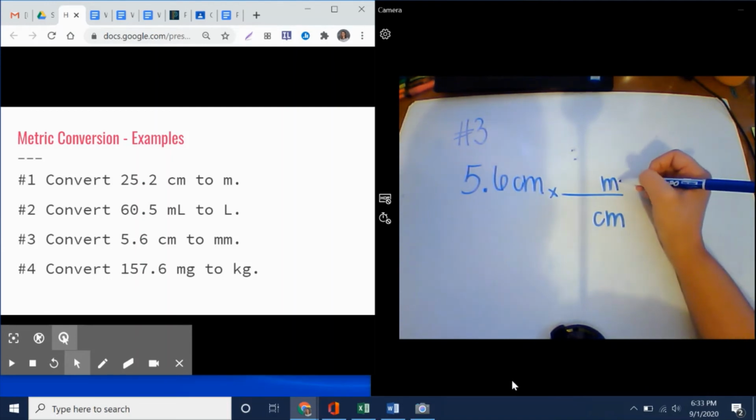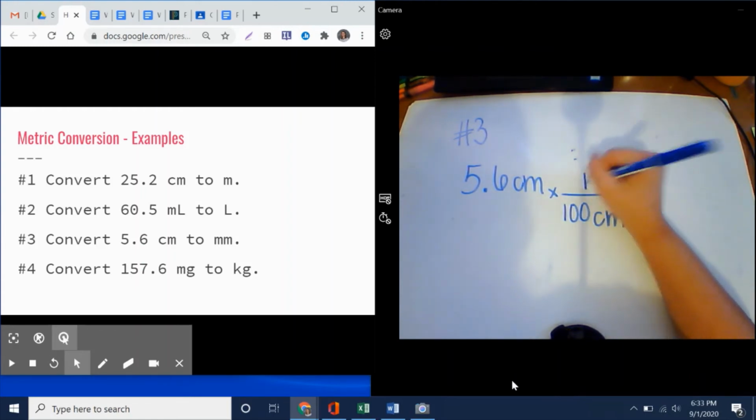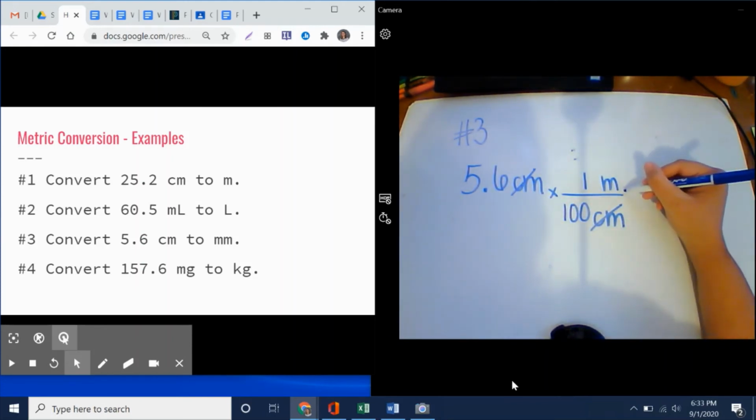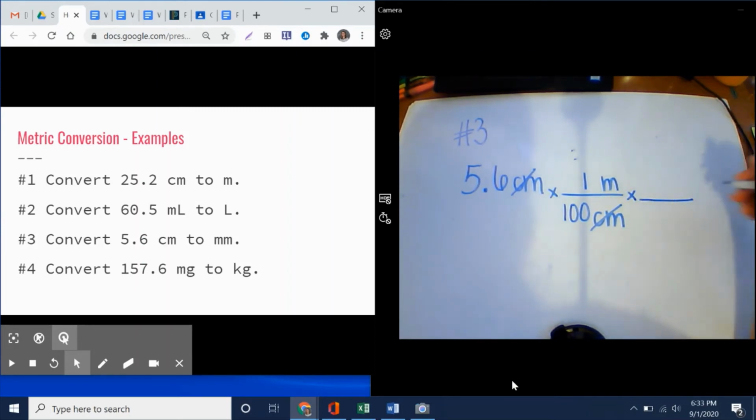Does it make sense to say 100 meter sticks fit into a centimeter? No, that doesn't make sense. But it does make sense to say that 100 centimeters fit into 1 meter stick. So centimeters now cancel and we're left with meters. But we want to go to millimeters, so we're going to multiply by another factor. We'll get rid of meters by putting it on the bottom, and we can convert that to now millimeters.